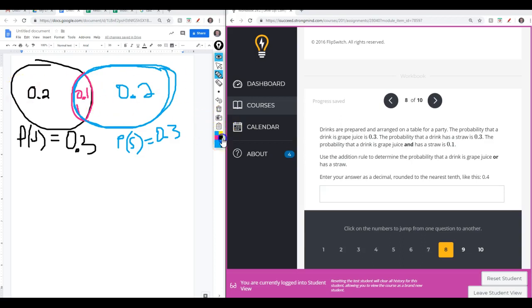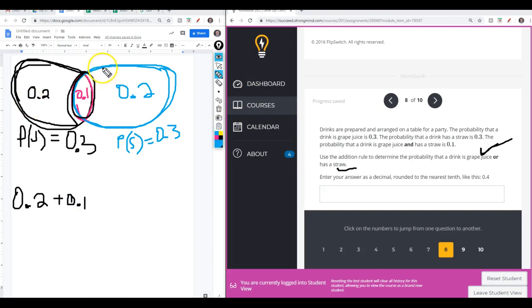So then we evaluate. If I pull a drink from just this section of that circle, probability of it being grape juice, did it meet this requirement? The probability was a grape juice or has a straw. Well, it was grape juice, so it met that requirement. So we have 0.2 probability right there, or 20%. Now if we pull a drink that meets this requirement, it was grape juice and it had a straw. It met the requirement still, so we still have 0.1.